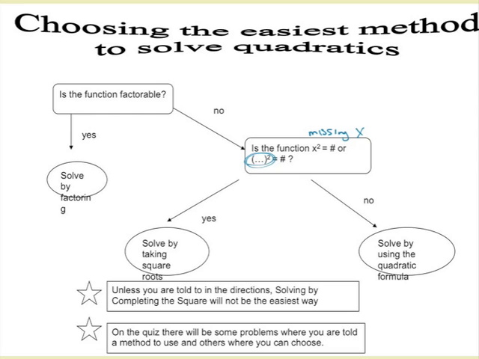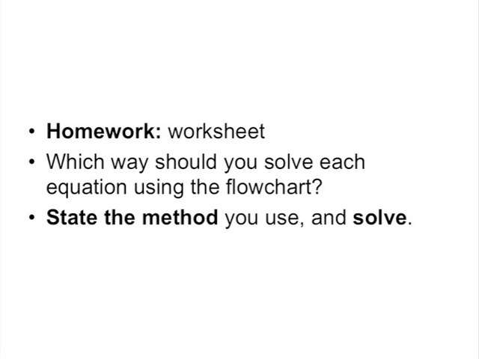Okay? For your homework tonight, on the back of that flow chart is a worksheet with 10 questions. For each problem, say which method you're using. Okay, so are you factoring? Are you taking square roots? Are you completing the square? If you want to, I don't suggest it, but if you want to, you can. Or are you using the quadratic formula? So say which way you are doing it, and then actually do it.